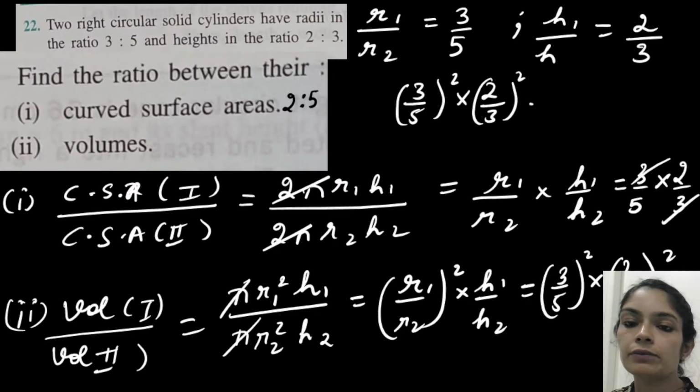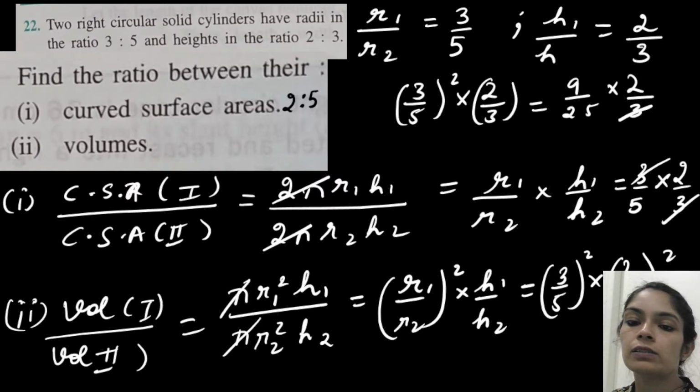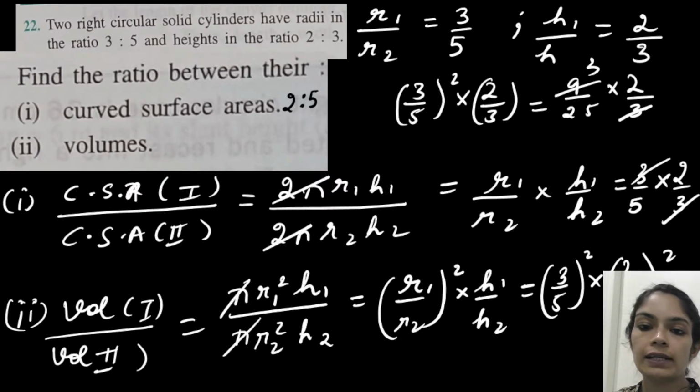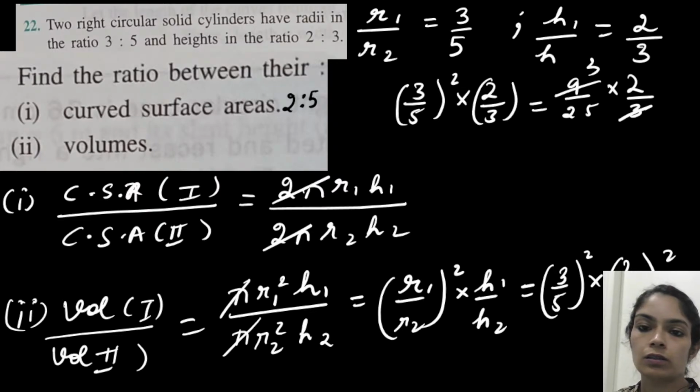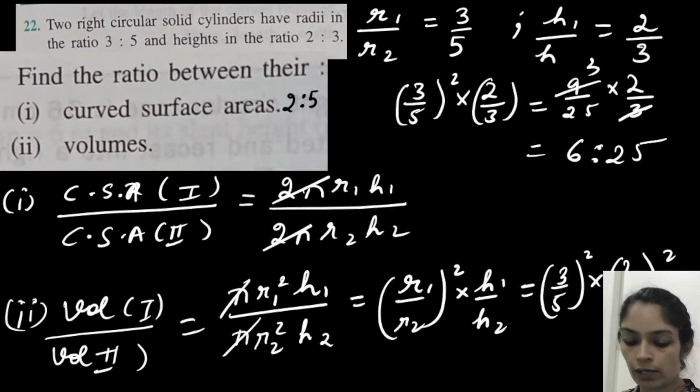So the values I have just substituted. So this will become 9/25 into 2/3. Sorry, the square is not there on h, so it is just 2/3. So when we do the cancellation, 3 into 3, the ratio is 6:25. The ratio of the volumes we are getting is 6:25.